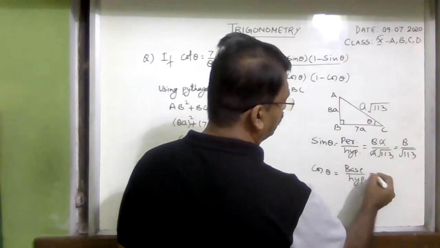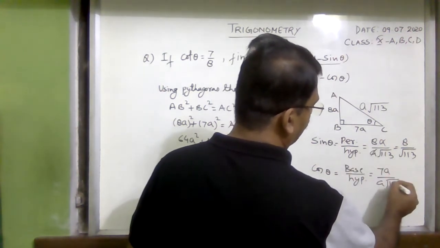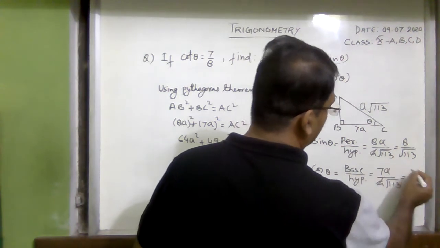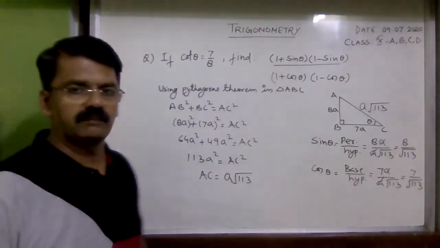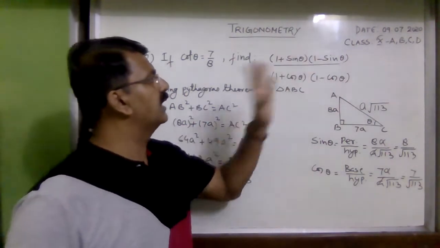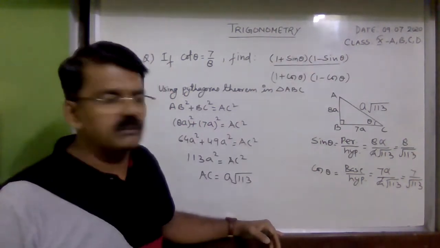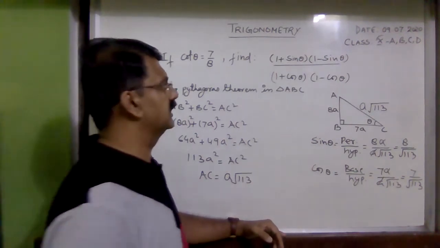Base upon hypotenuse: the base is 7a and the hypotenuse is a under root 113. Again a cancels out, so cos theta is 7 upon under root 113. Now we have to find the value of (1 plus sine theta)(1 minus sine theta) upon (1 plus cos theta)(1 minus cos theta).